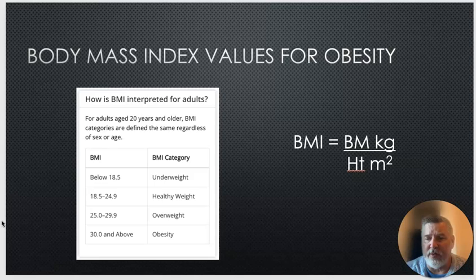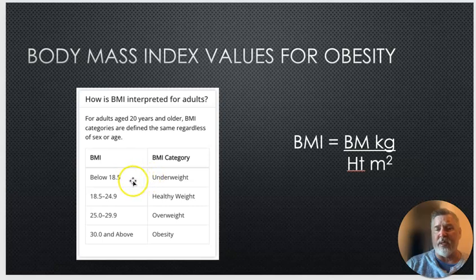So here's some further categories. You can be underweight, which is oftentimes just as unhealthy as being overweight. So if a BMI is 18.5 or below, that's underweight, and here's the range for healthy, overweight and obese.